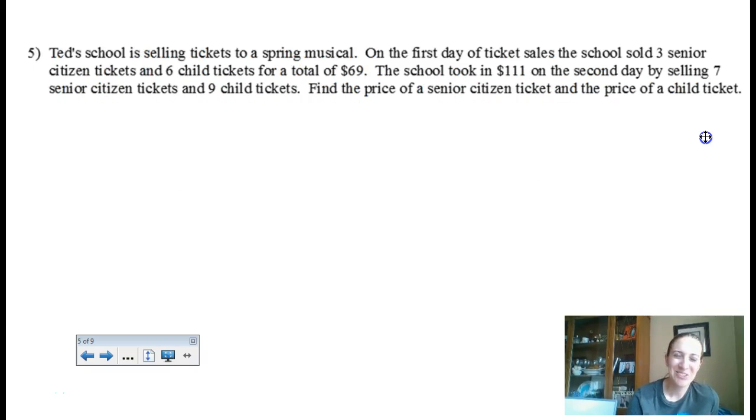All right, so next. At school selling tickets to a spring musical. On the first day of ticket sales, they sold 3 senior tickets and 6 children's tickets for $69, and the school took in $111 on the second day, selling 7 senior tickets and 9 children's tickets. It's a poor musical. There's no one going. Anyways, the question is find the price of a senior citizen ticket and the price of a child ticket.